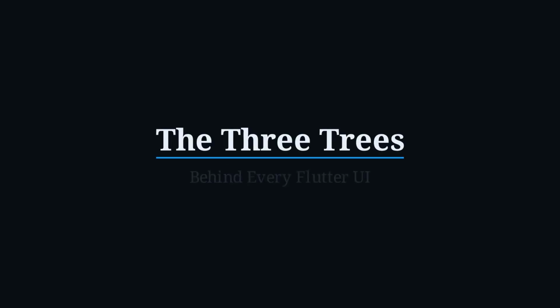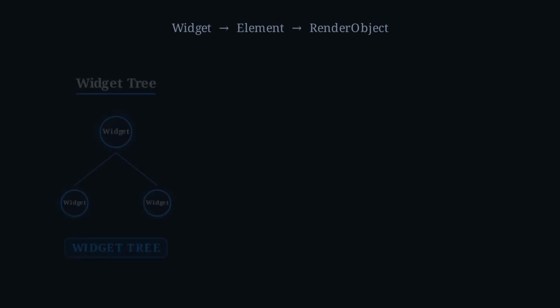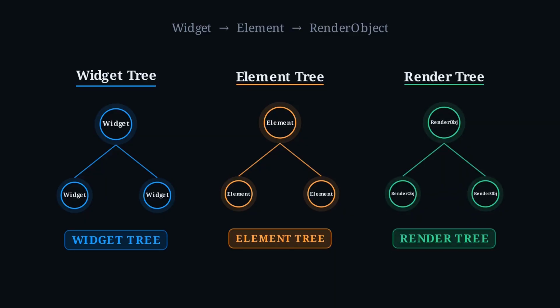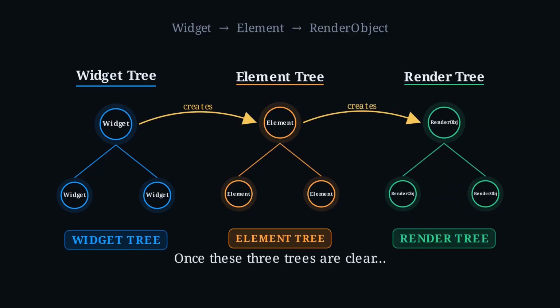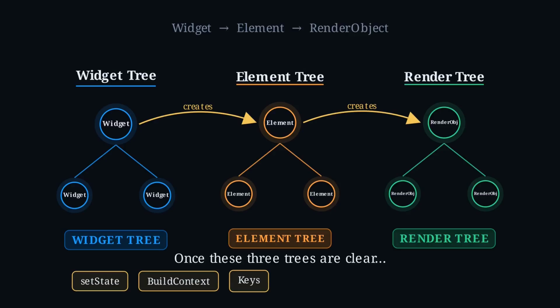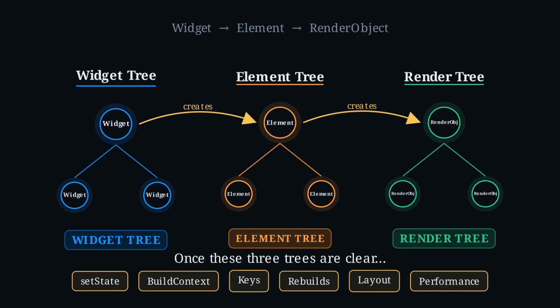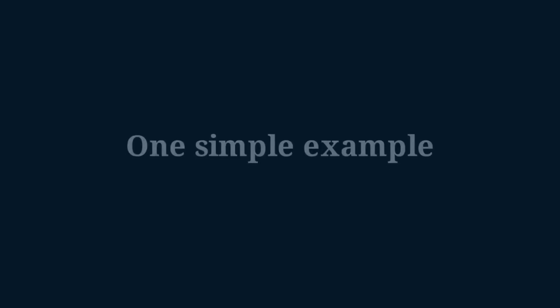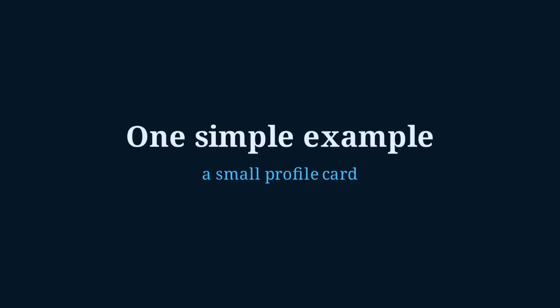So in this video, we are going one level deeper. We are going to understand the three trees behind every Flutter UI: the widget tree, the element tree, and the render tree. Once these three trees are clear, Flutter topics like setState, BuildContext, keys, rebuilds, layout, and performance will become much easier to understand. Let's use one simple example for the whole video.